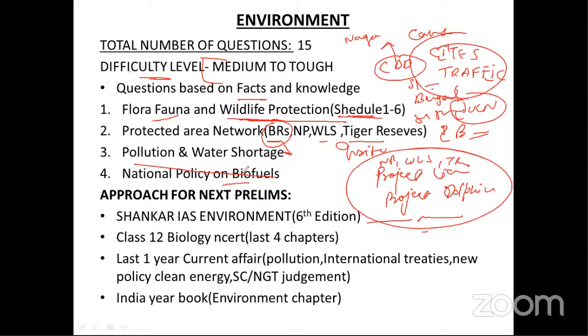So any information regarding renewable sources of energy from the government, where the government is planning to develop a new type of fuel that is considered very clean, you should focus on such topics and try to know the basic things. Okay, what will you do for the next year's prelims?